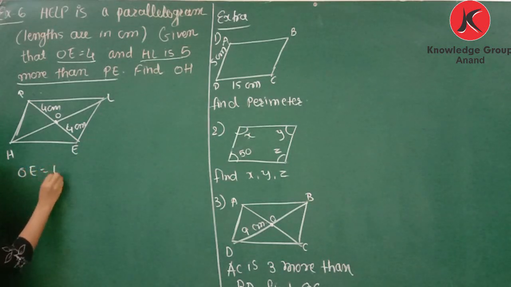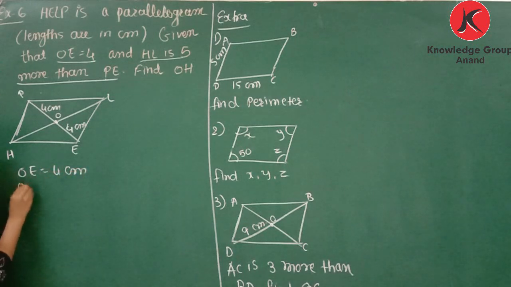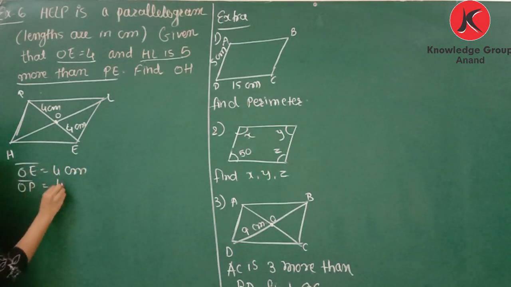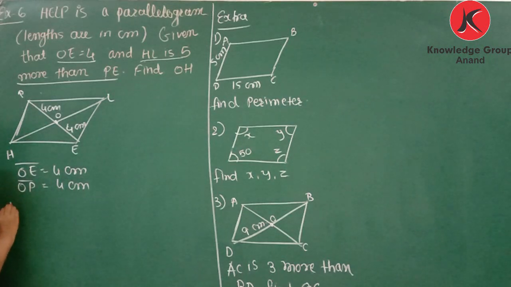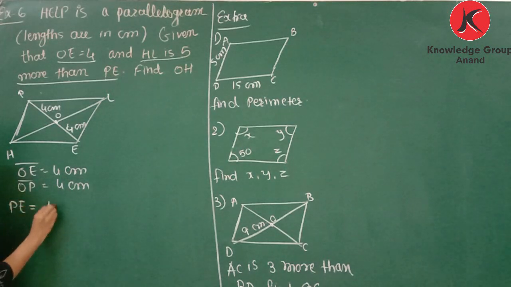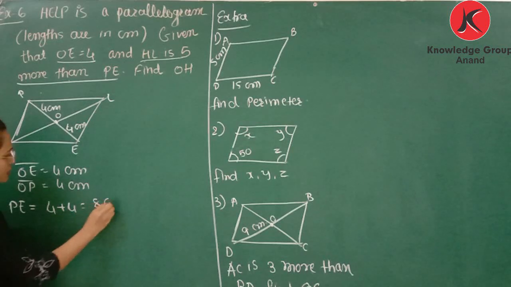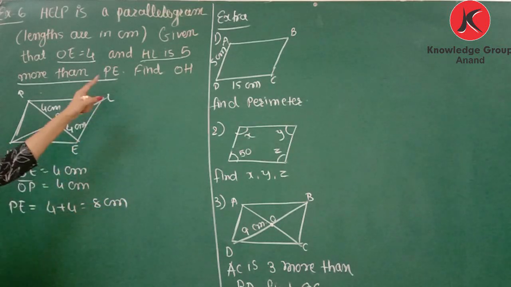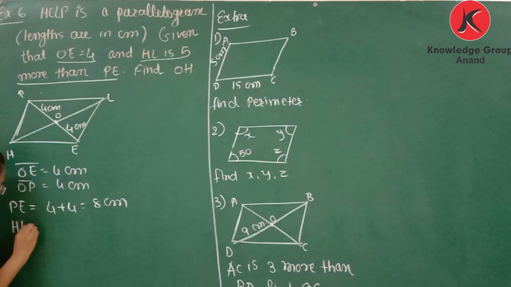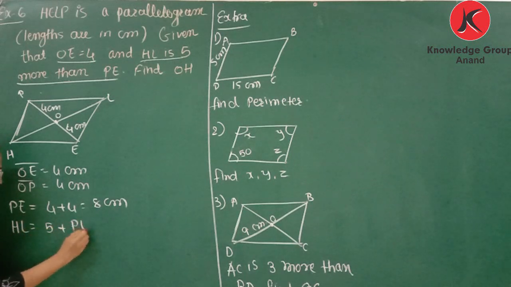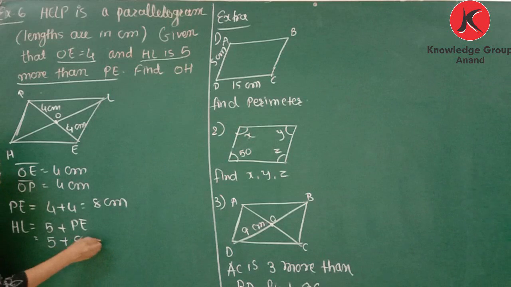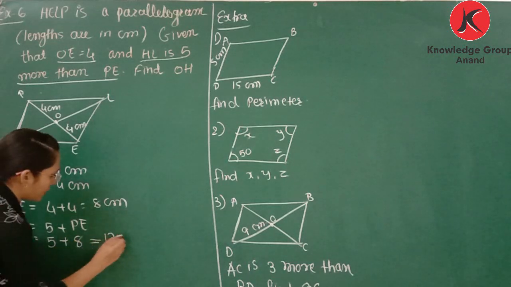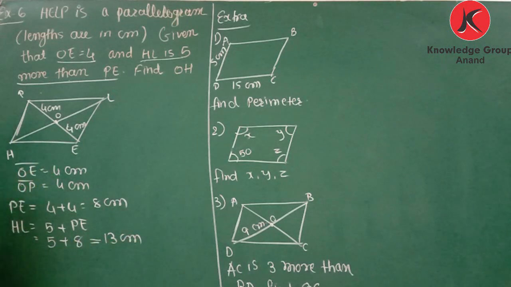OE is 4 centimeters. That's why OP is 4 centimeters. Why? Diagonals bisect each other. So you can write PE is equal to 4 plus 4, 8 centimeters. And what is the relation given? HL is 5 more than PE. 5 plus PE, and PE is 8. So that is 13 centimeters. Clear? So we get HL is equal to 13 centimeters.